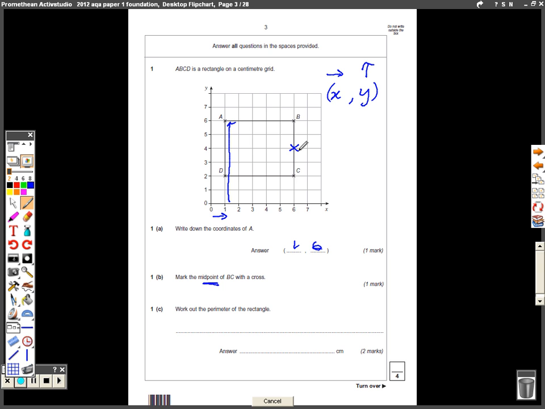Work out the perimeter of the rectangle. The perimeter is the distance around the outside of the shape. So I nearly wrote 4, but that's 1, 2, 3, 4, 5, so it's going to be 5, add 4, add 5, add 4. 5 and 5 is 10, 4 and 4 is 8, that's 18 centimetres. Next question.